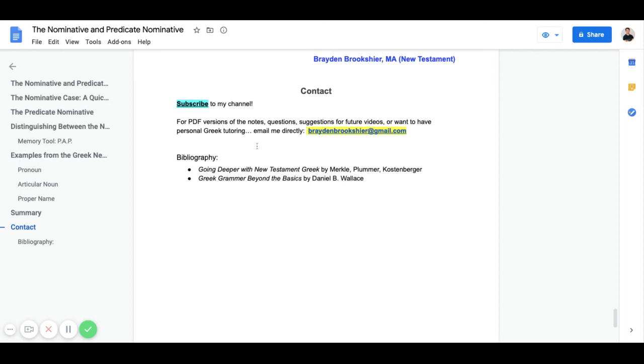Always helpful bibliography resources. Going Deeper with New Testament Greek by Merkle, Plummer, Köstenberger, and of course, the legendary volume itself, Greek Grammar Beyond the Basics by Daniel B. Wallace. Hopefully this is helpful, and now you can distinguish between the nominative, which is the subject, and the predicate nominative.